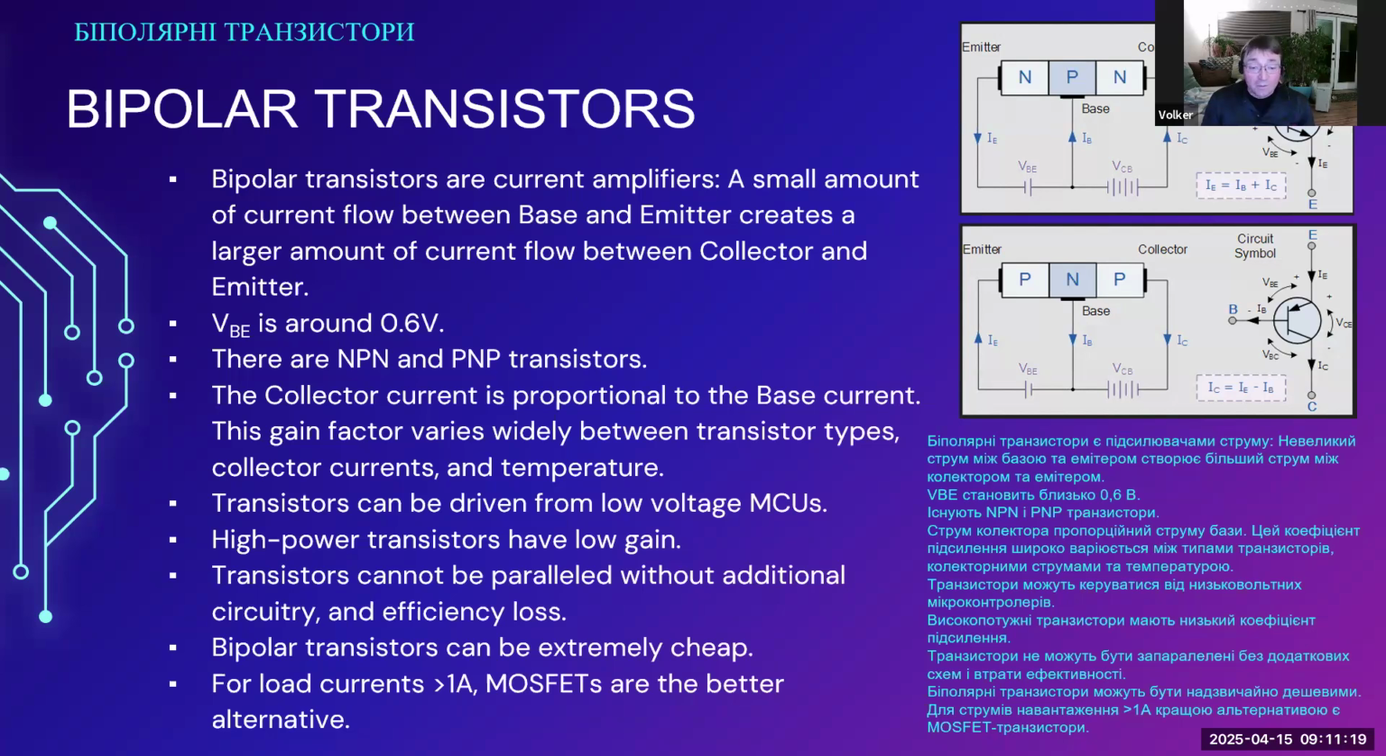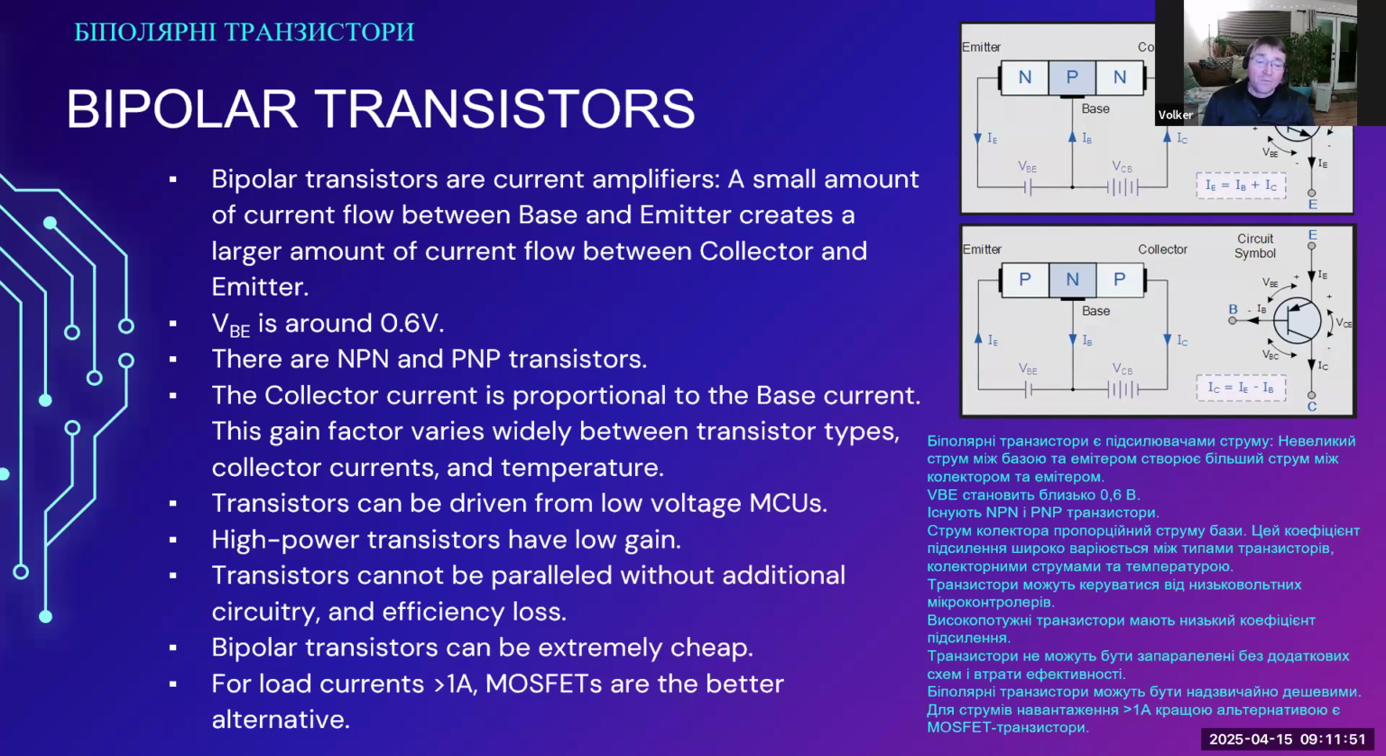And as the last item here, for load currents more than roughly 1 amp, probably more like half an amp to 1 amp, if you need more power than that, MOSFETs are usually the better choice. There are some very cheap and powerful logic level MOSFETs available now, which I will be showing some examples of in a later slide.